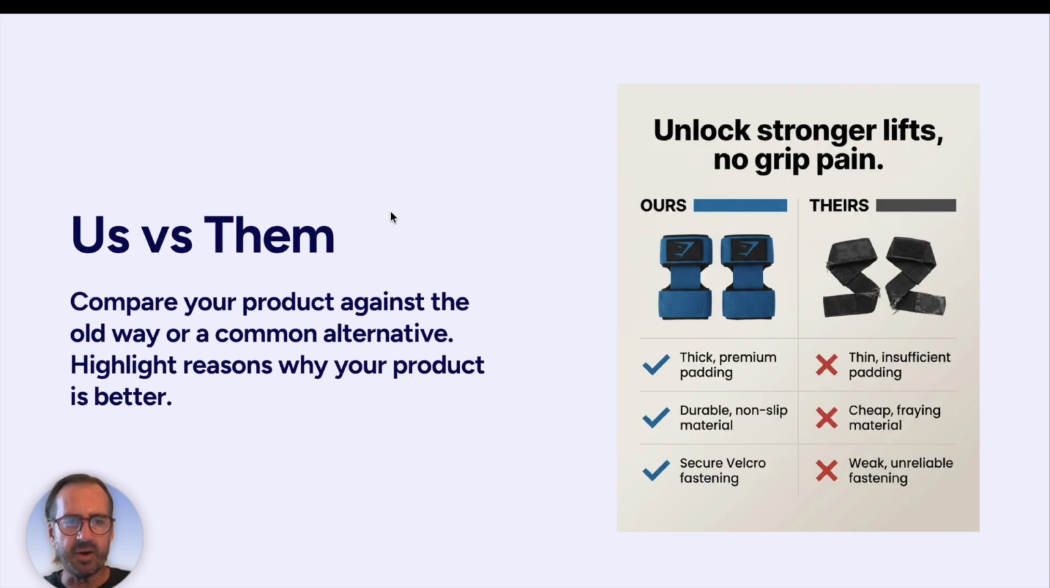Us versus them, another great angle framework hook. And it's all about basically taking your product and comparing it against an old way or the competition. Of course, on the left-hand side with these wrist straps is our product, and then on the right is the crappy product. And down on the left, you list all the reasons why our product is better than their product. These are really powerful. They get lots of traction and they show the product benefits. Us versus them, great angle.